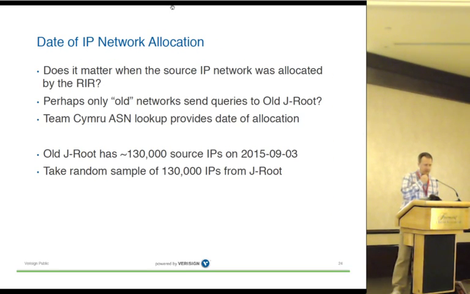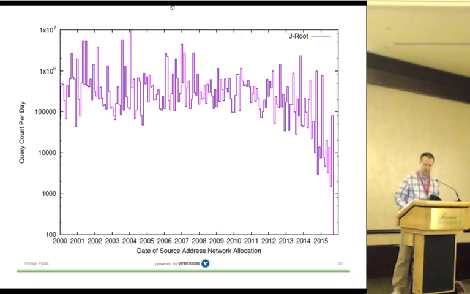One of the things I thought might be interesting was, when you query the Team Cymru ASN data and ask it for the AS of an IP address, it'll also tell you the date that network was allocated by the RIR. And I thought, well, maybe those things that are querying the old J-Root addresses are really old networks that were allocated a long time ago. So I made this plot.